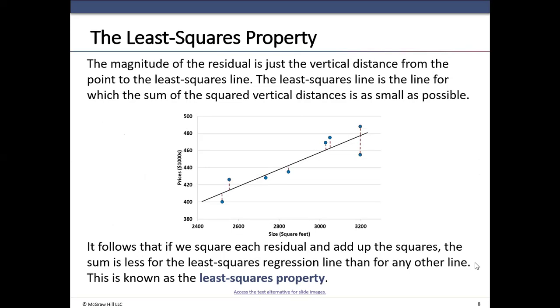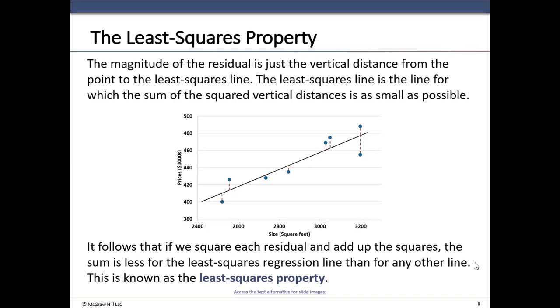So we already noticed that for points which are above the fitted line, the vertical distance of the point from the fitted line is positive. And for points which are below the fitted line, the vertical distance is negative. But if you square a negative number, it's positive. If you square a positive number, it's positive. So for the least square regression line, the sum of the squares of the residuals is minimum.